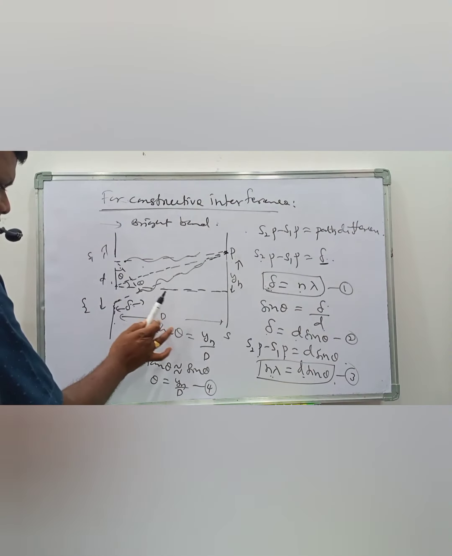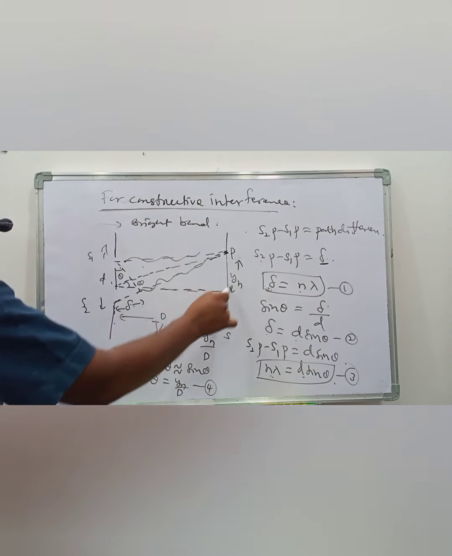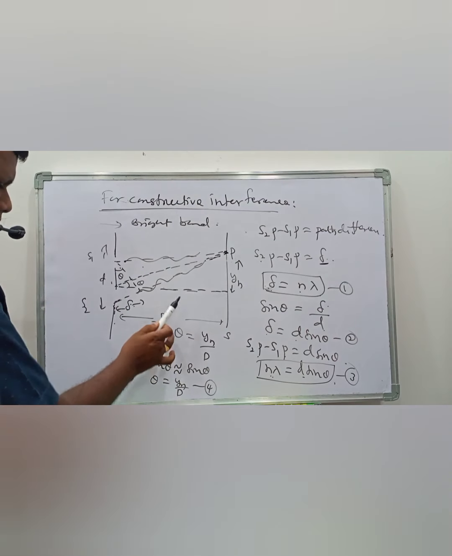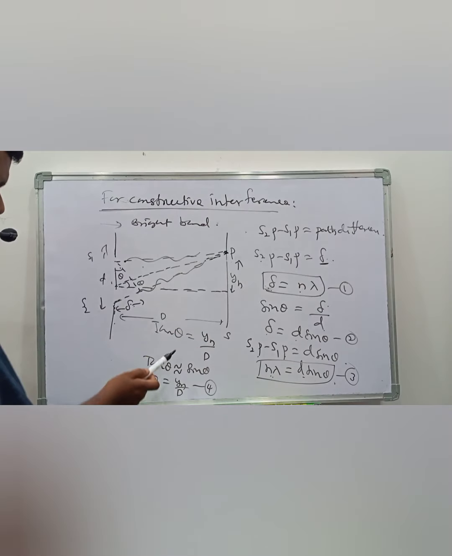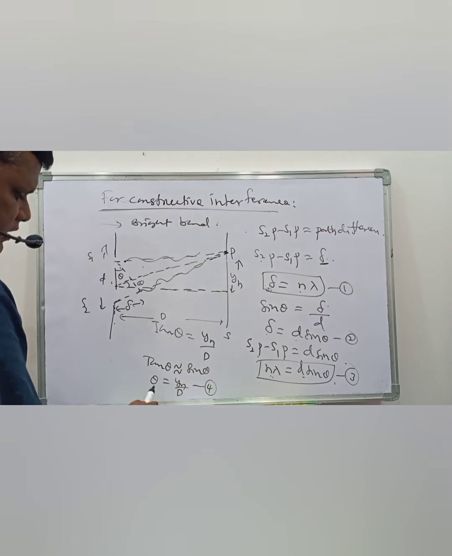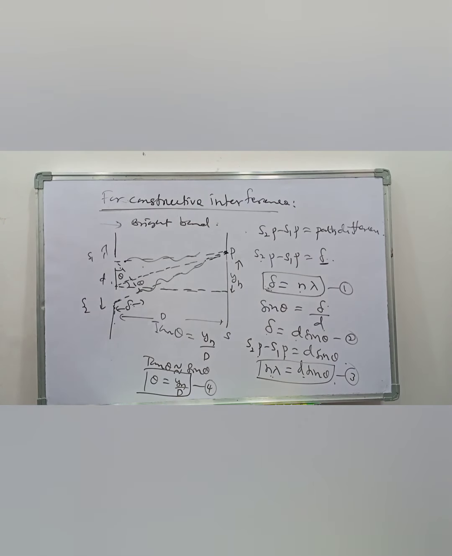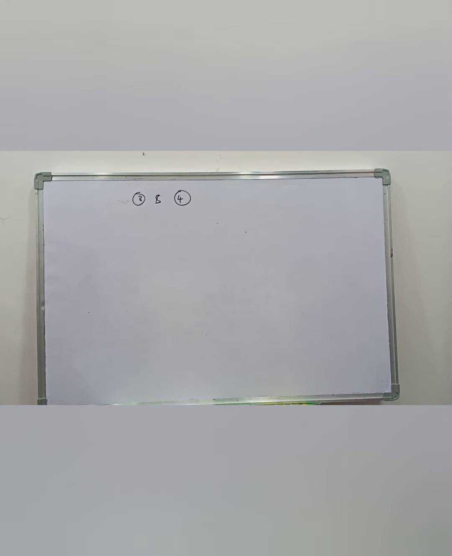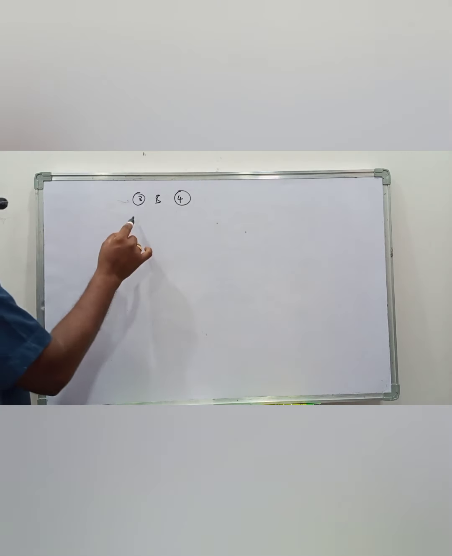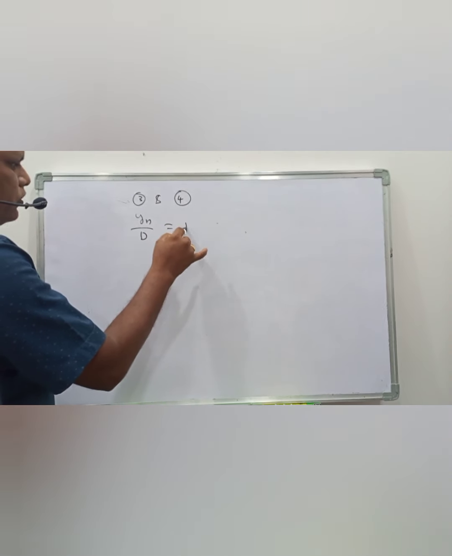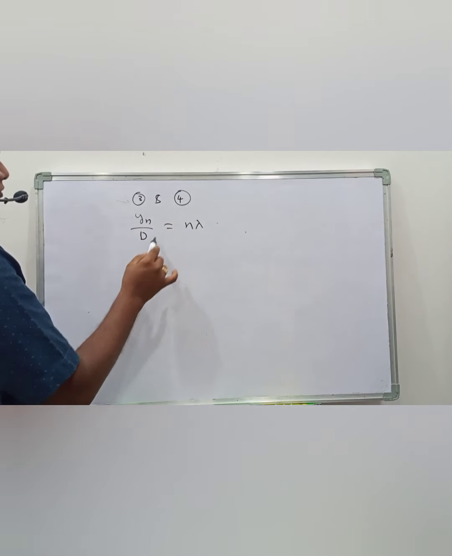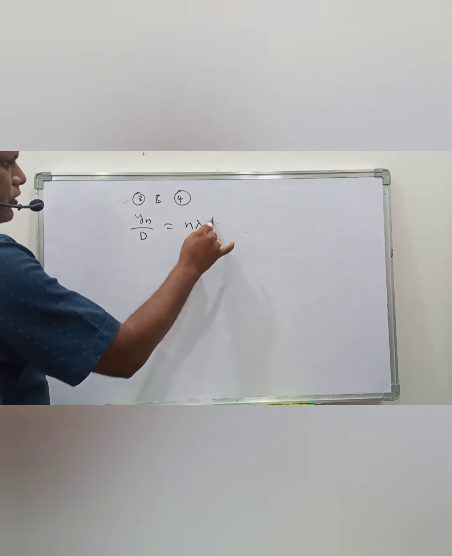Now from the triangle, tan theta means opposite by adjacent, that is yn by D. Therefore tan theta is very nearly equal to sine theta, that is theta is equal to yn by D, equation 4. Look at equations 3 and 4. Now from equations 3 and 4, d into yn by D is equal to n lambda.